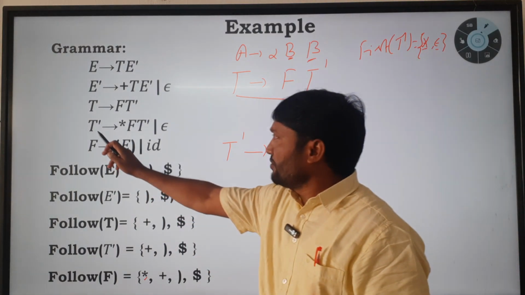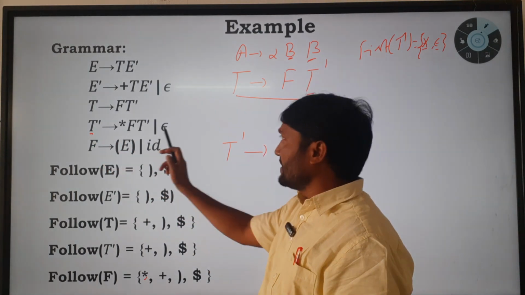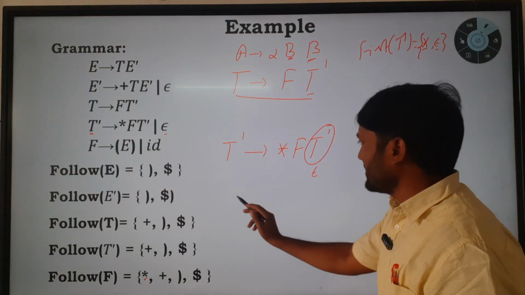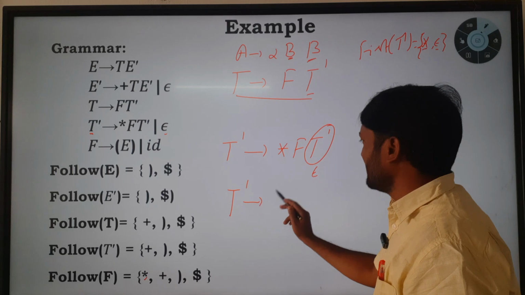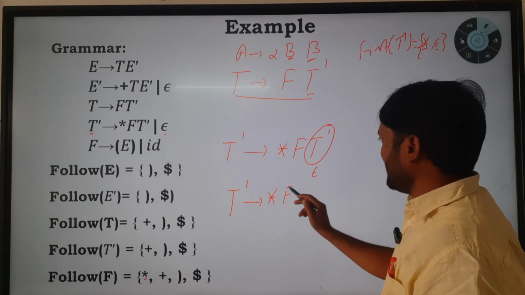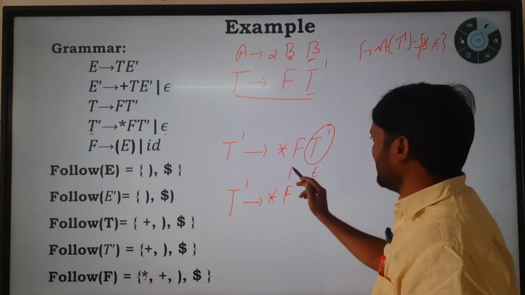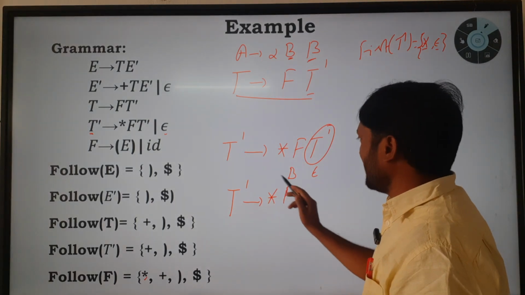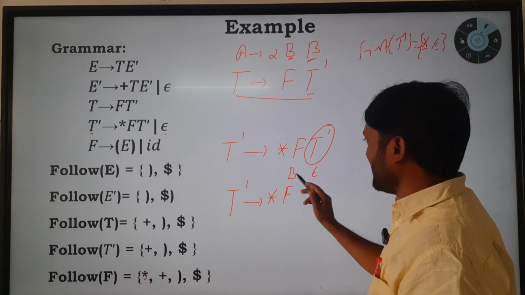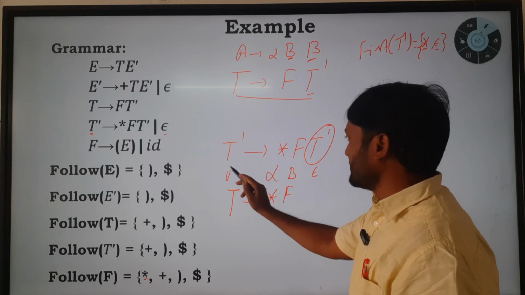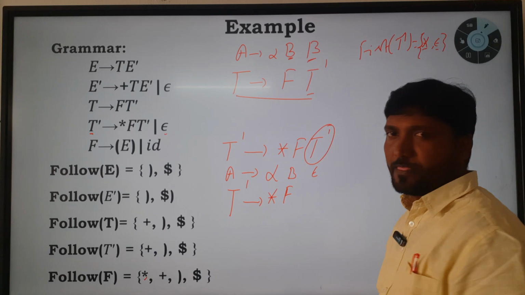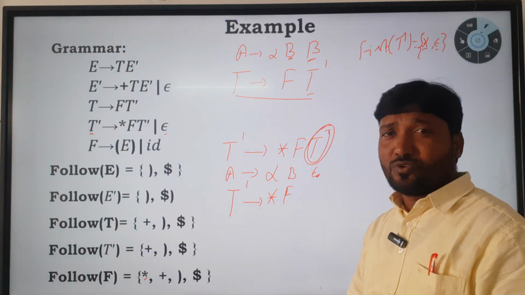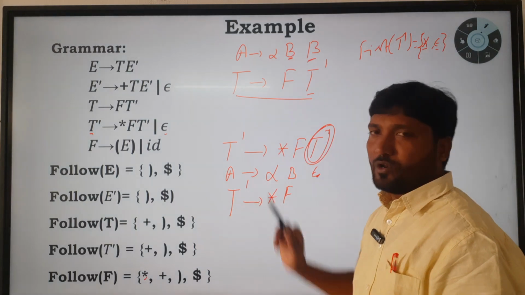And next, there is one production, T dash derives epsilon. So, if you substitute epsilon in place of T dash, then the production becomes T dash derives star F, because we are going to calculate the follow function for F only. If the production becomes like this, then capital F is the capital B, this is alpha and this is A. A derives alpha B means T dash becomes epsilon. Then what is the third rule? Follow of B equals follow of A.